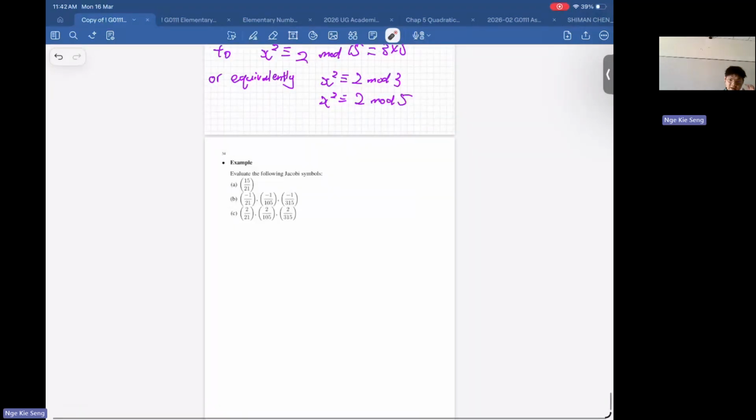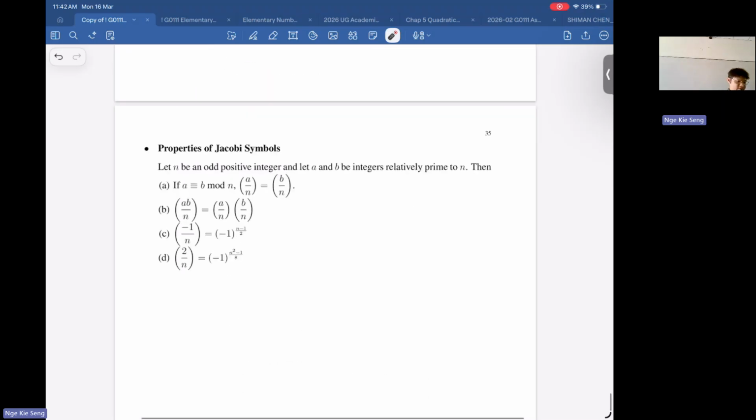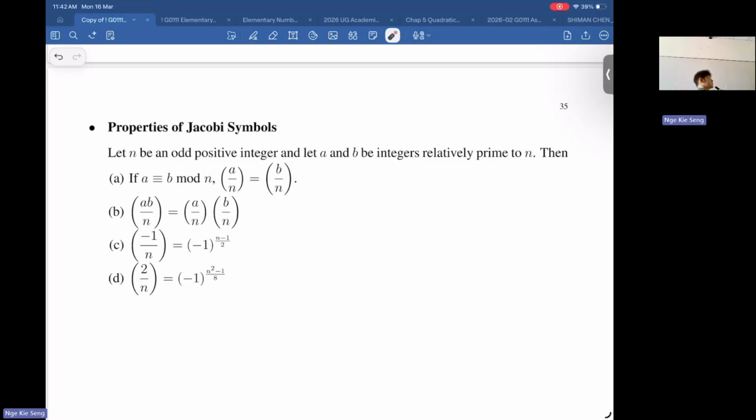Then shall we maybe not compute this, but I'll tell you the properties here. The properties of the Jacobi symbol are actually quite similar to the Legendre symbol. For example, the first property: as long as you have two numbers that are congruent to each other, then their symbol should be the same. And you can also split your Jacobi symbol into a product of Jacobi symbols. The formula for -1 over n is -1 to the power (n-1)/2. This is the same as the Legendre symbol. And 2 over n is also the same: -1 to the power (n squared - 1)/8. So the Jacobi symbol works the same as the Legendre symbol, but the Jacobi symbol is asking about composite numbers, instead of primes.